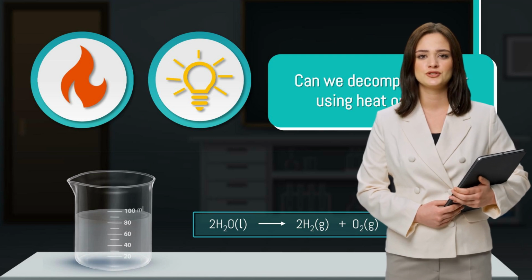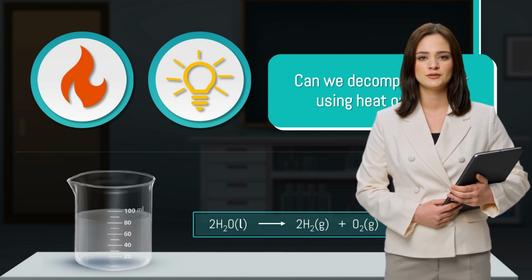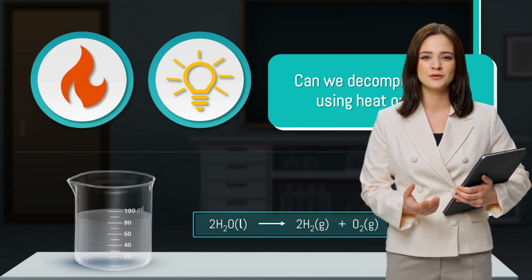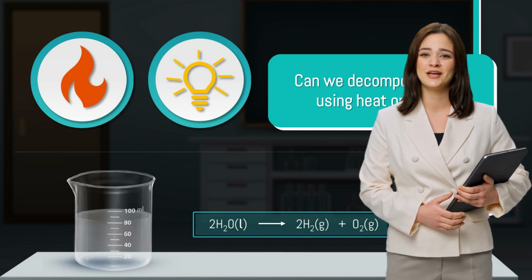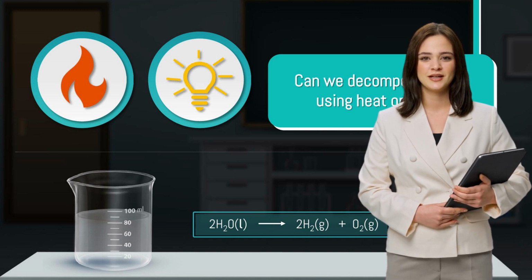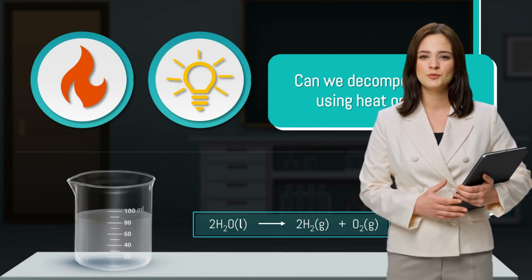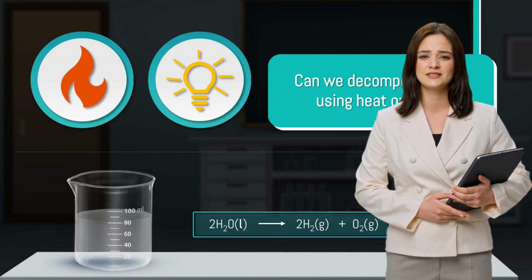Water, the most common and essential liquid around us. But have you ever wondered, can we break it down into its elements, hydrogen and oxygen, just by using heat or light? Let's think about it. If we heat water, it simply evaporates. And even under bright light, it doesn't split into gases.